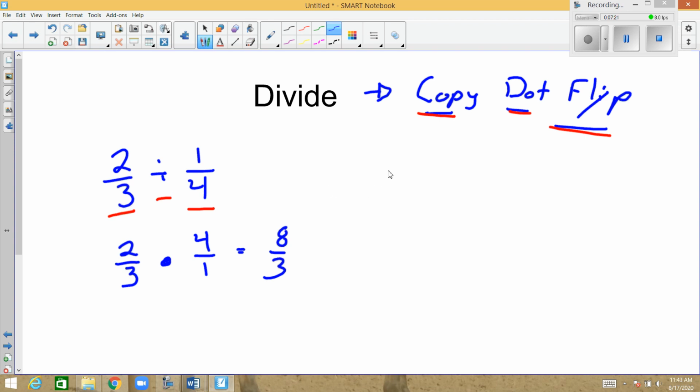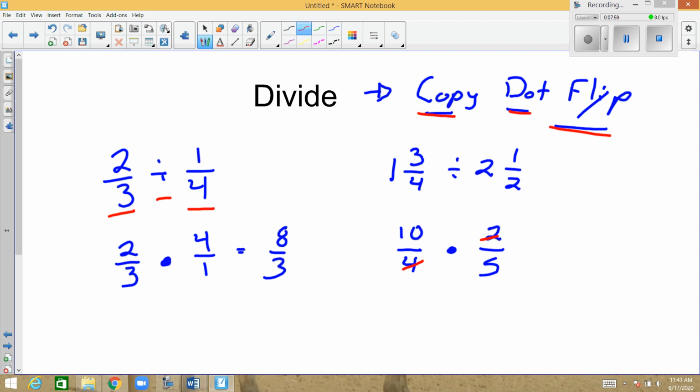So let's go 1 3/4 divided by 2 1/2. When I copy dot flip this, mixed numbers will always work better as improper fractions on both multiplication and division. So when I copy this, 4 times 1 is 4, plus 3 is 7, over 4, dot, flip, so this numerator, 2 times 2 is 4, plus 1 is 5, and then I can reduce within.